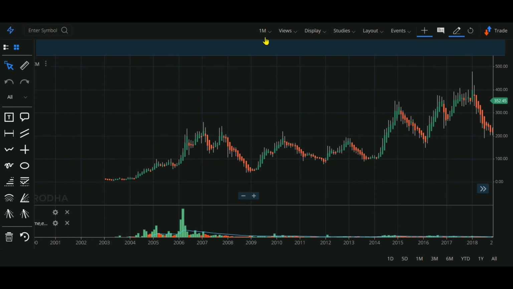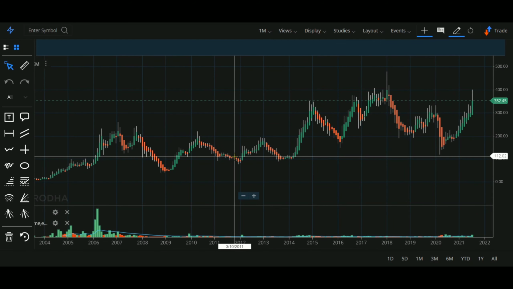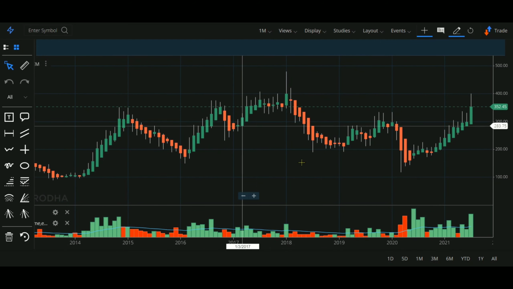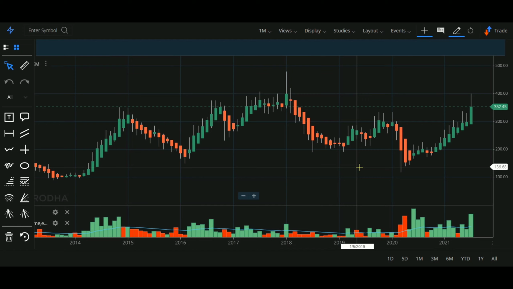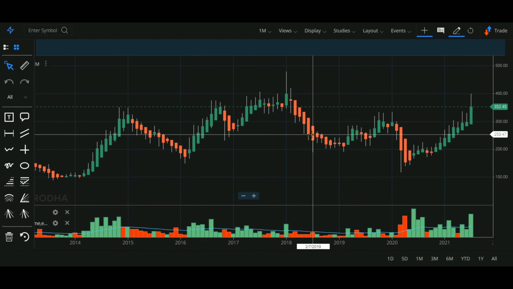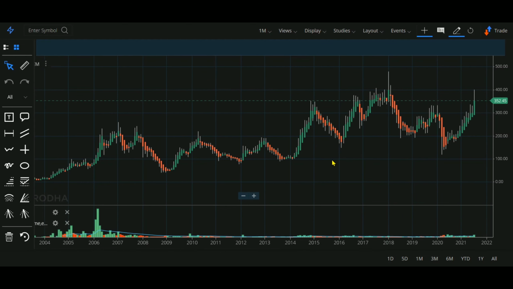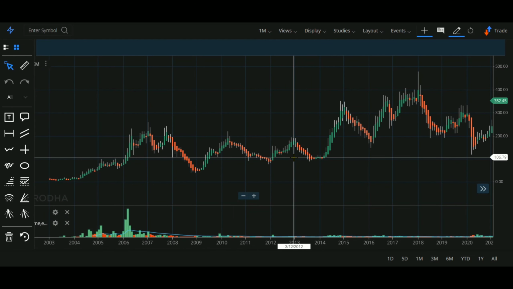Right now I have opened up a 1 month chart. The candles that you are seeing right now are not a proper candlestick chart. I have set up Heikin-Ashi charts on this one. I have used this specific chart form so that it clears out all the market noises or the disturbances within the price structure that we can see right now.